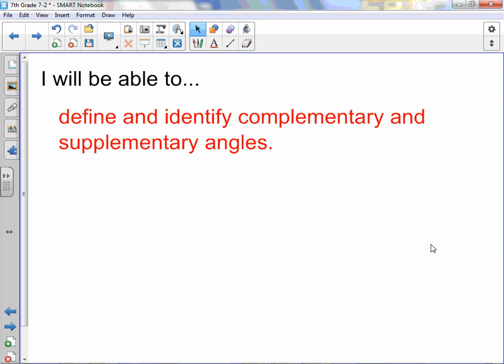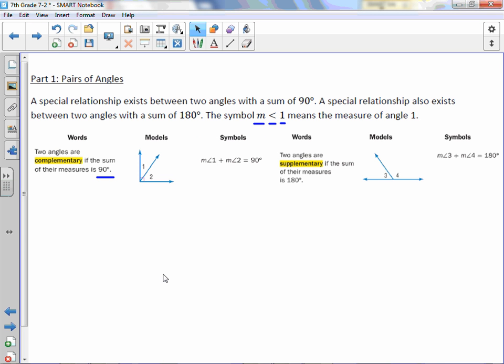Chapter 7, Lesson 2, Complementary and Supplementary Angles. You will be able to define and identify complementary and supplementary angles. A special relationship exists between two angles with a sum of 90 degrees. A special relationship also exists between two angles with a sum of 180 degrees.